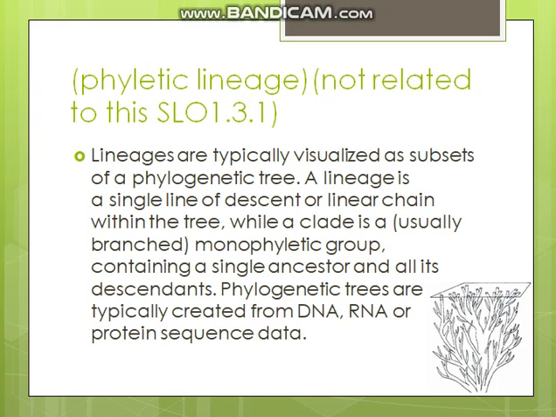You can see a tree in here. You should read the slide too, or I'll just read it out for you. Lineages are typically visualized as subsets of a phylogenetic tree. A lineage is a single line of descent or linear chain within the tree, while a clade is a usually branched monophyletic group containing a single ancestor and all its descendants. Phylogenetic trees are typically created from DNA, RNA, or protein sequence data.